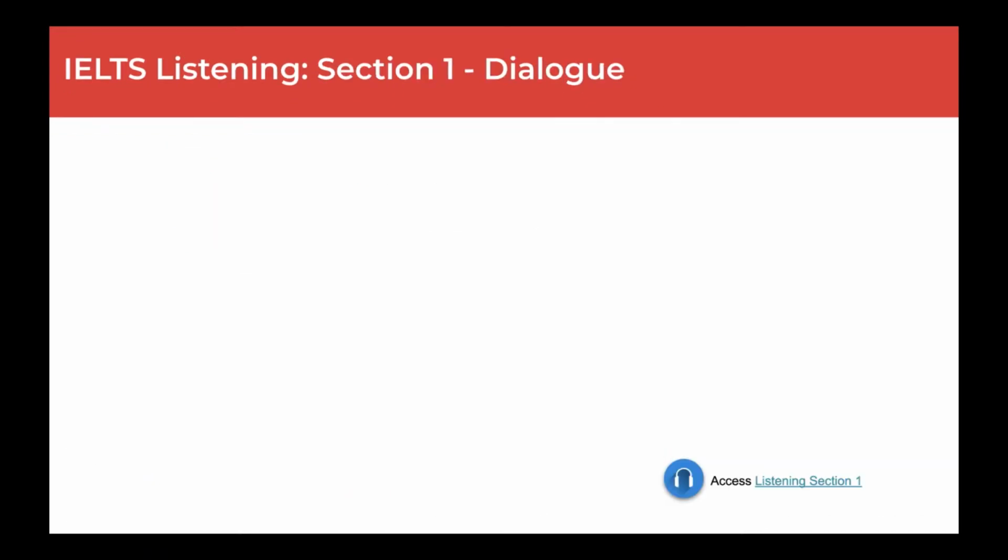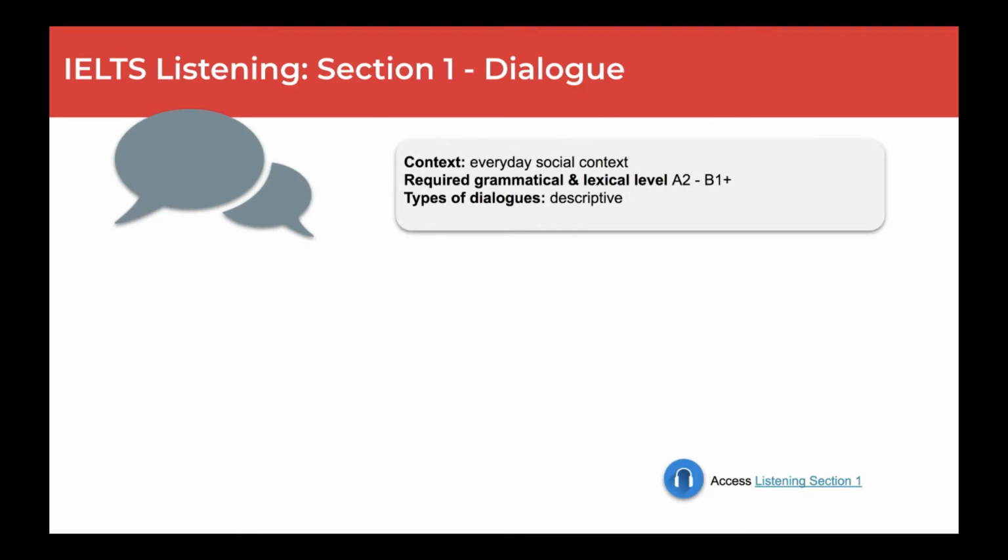Okay, so listening section 1 is a dialogue, and as I have said already, it's a dialogue in an everyday social context, something that you will encounter when you travel abroad, when you have to buy a ticket, or when you need to find a destination. So basically these are listening comprehension skills for survival in an English-speaking context. And the grammatical and lexical level here is not too advanced. It varies from A2 to B1+, so somewhere up to intermediate level. And the dialogues are mostly of a descriptive nature.